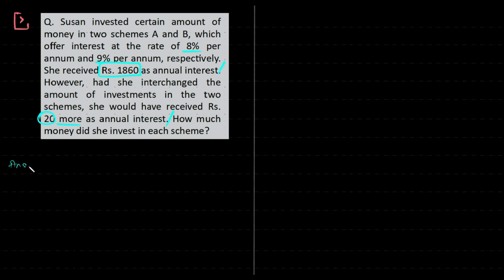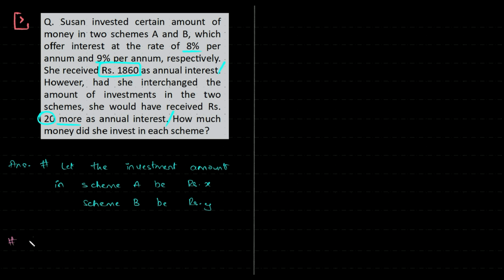So it's very clear. We have to take up, let the investment amount in scheme A be rupees X and scheme B be rupees Y. Right, this is the initial scenario. And the next scenario, she flipped the amount. So we'll start off with that.